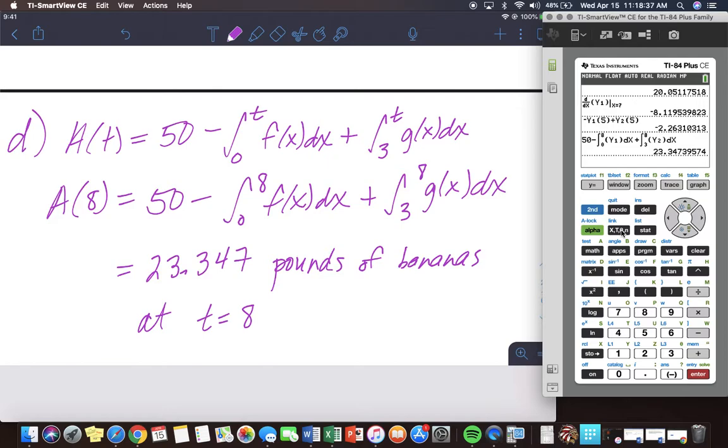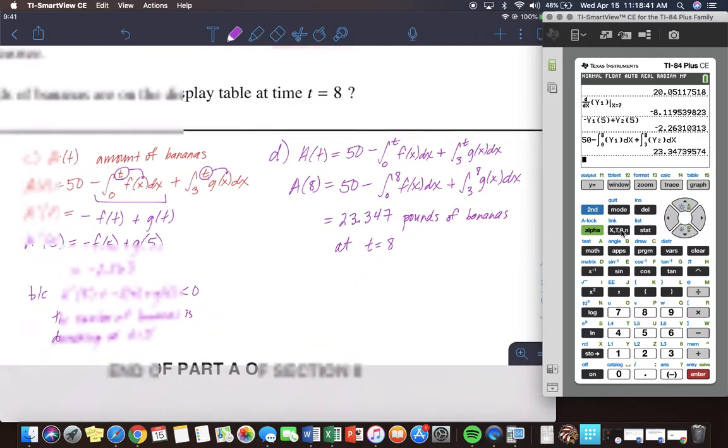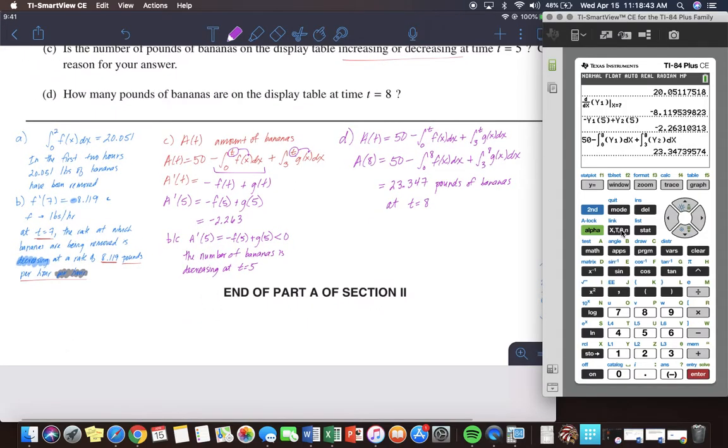Again, we won't be allowed to use our calculators on the AP exam, but the ideas in this problem are important, and they could recycle some of these concepts on the AP exam this year.